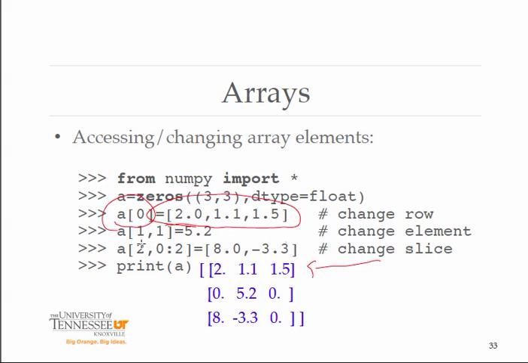The second change is just to replace the element in position 1, 1. Now keep in mind 0 indexing. That's not the first row and first column. That's the second row and the second column. And hence you notice that the 0 that would have been in that position is not there now, and it's been replaced by this 5.2.